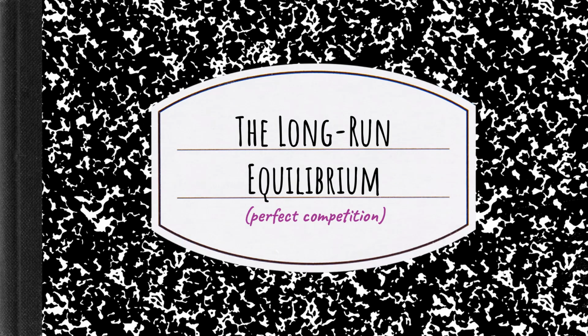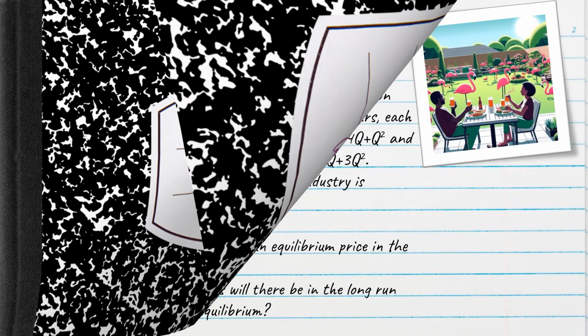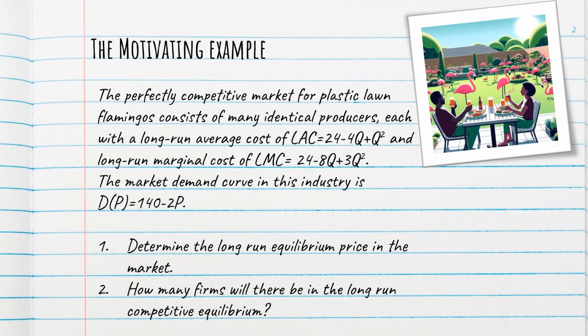In this short video, we're going to learn how to compute the long-run equilibrium in a perfectly competitive market. The perfectly competitive market for plastic lawn flamingos consists of many identical producers, each with a long-run average cost of 24 minus 4q plus q squared, and a long-run marginal cost of 24 minus 8q plus 3q squared. The market demand curve in this industry is demand equals 140 minus 2p.